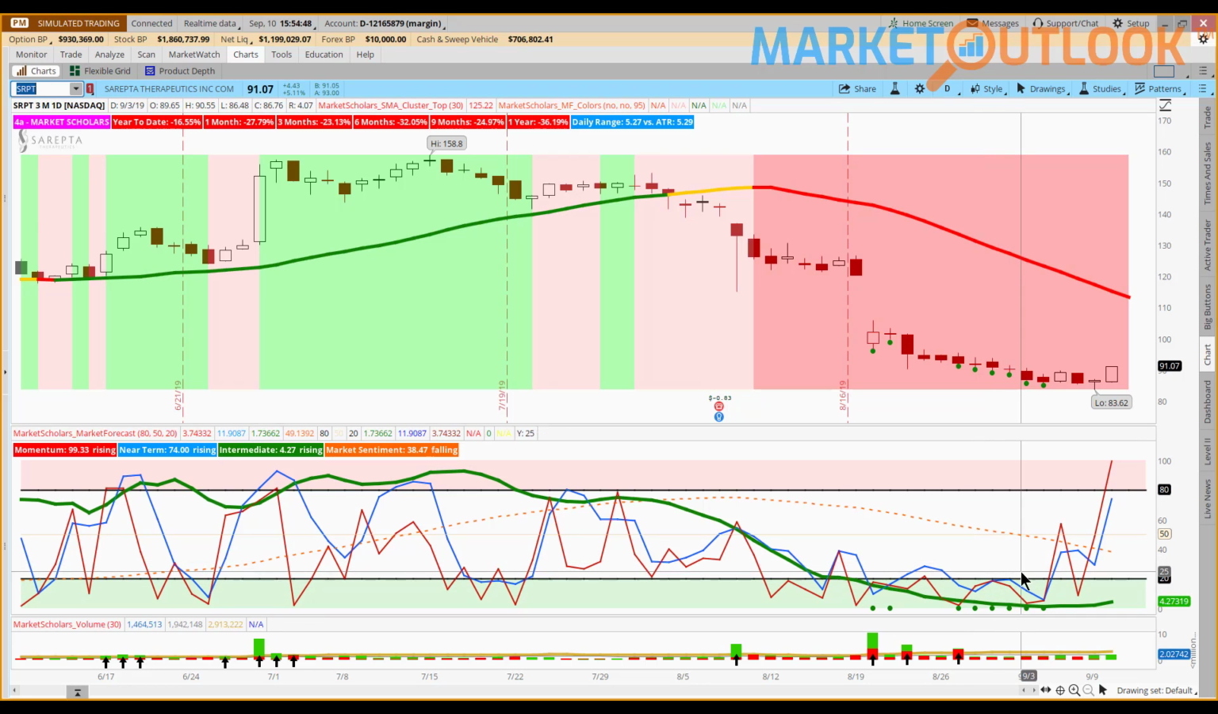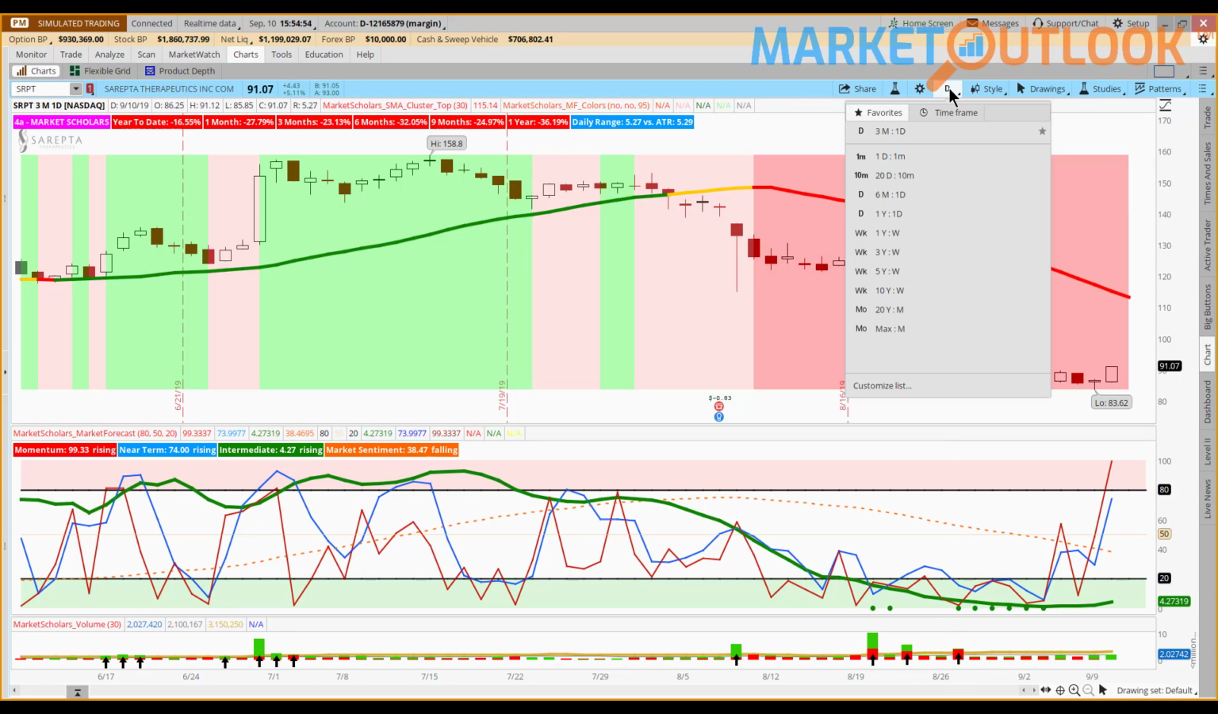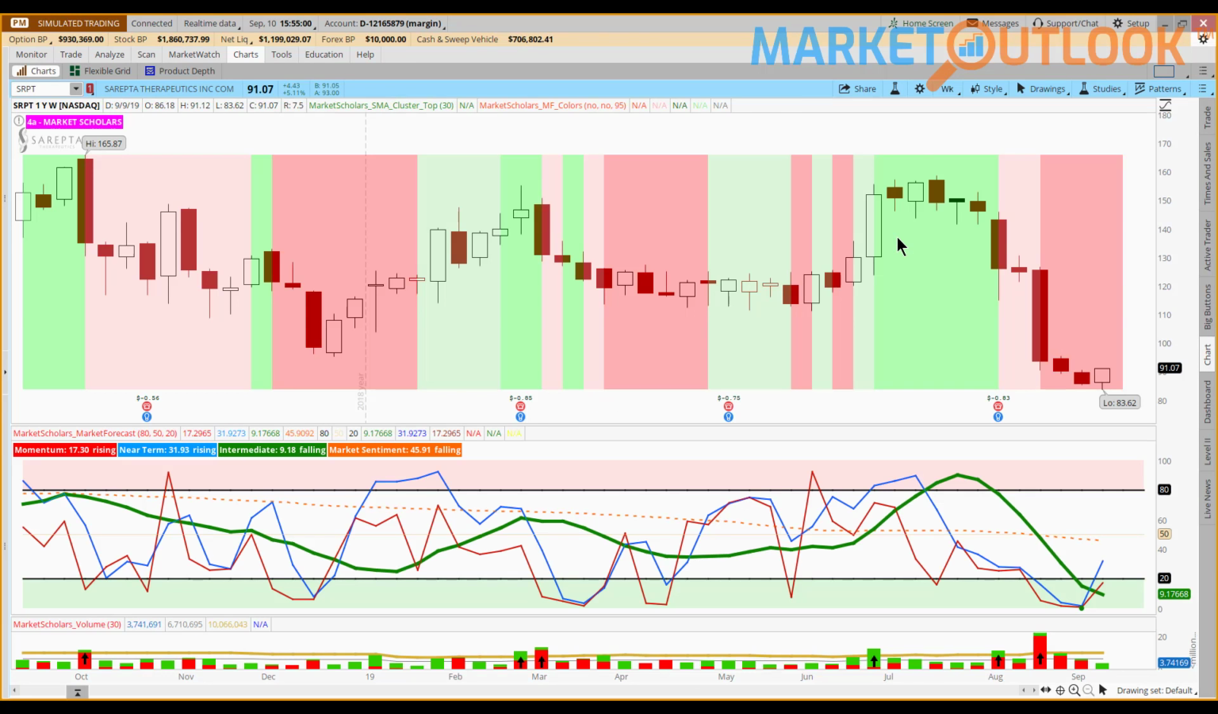And I also wanted to point out that if you were to switch this to a weekly candle chart instead of a daily, so up here where it says D, let me click on that. And let's look at a 1-year weekly candle chart instead. Wanted to point out that on a weekly chart basis, we received an oversold cluster last week. Notice this little dot. It's a green dot.